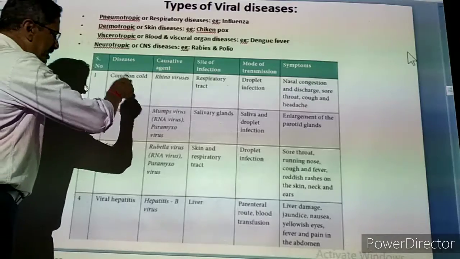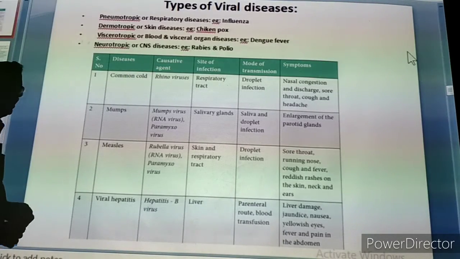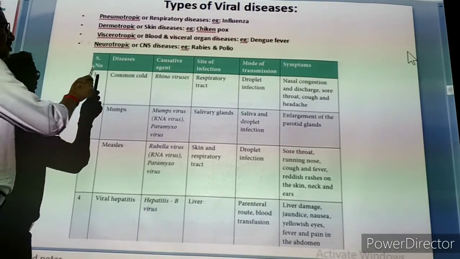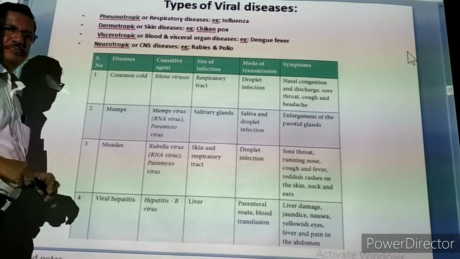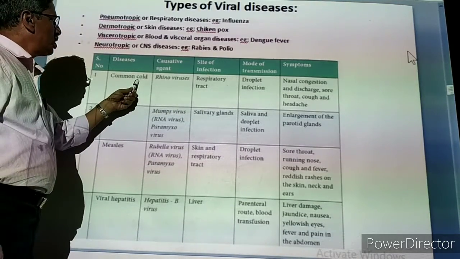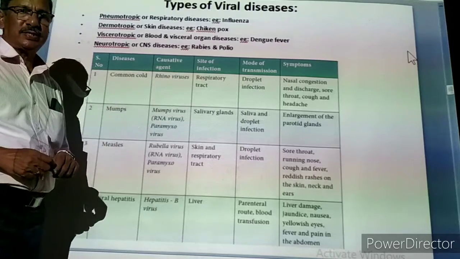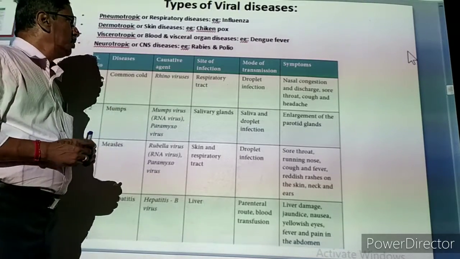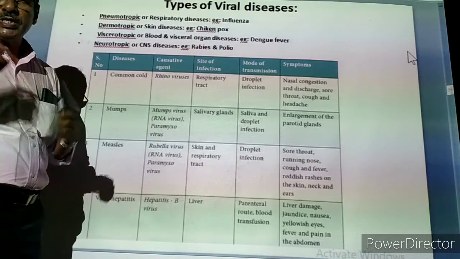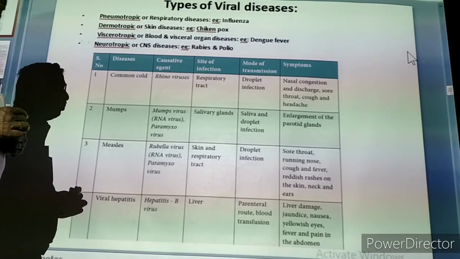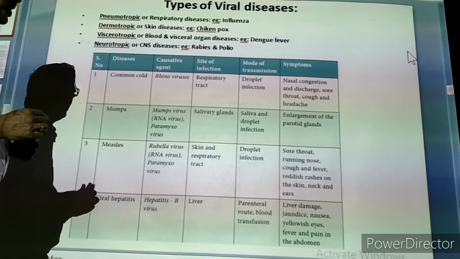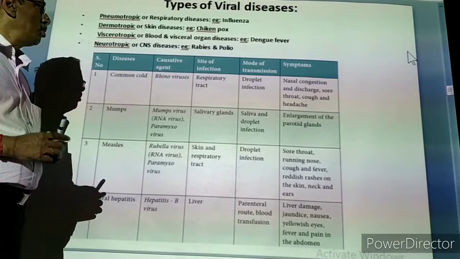And also, we are going to study some of the common viral diseases in man. The first one is the common cold. Common cold is caused by rhinoviruses. The name of the virus group we call rhinovirus. It is not a single virus. It is a group where more than 100 different types of viruses are there. All are causing common cold.